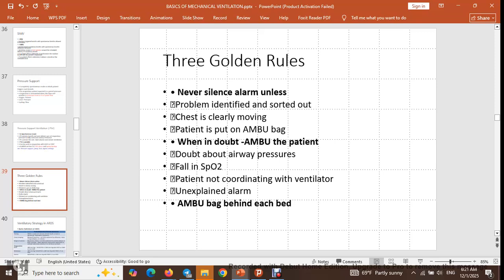The other is three golden rules. Never silence the alarms unless the problem is identified and sorted out, and also the chest is clearly moving. Put the patient on an ambu bag. Ambu the patient and see the airway resistance, and also any fall in SpO2, see the saturation in the leg, and also auscultate the patient, troubleshoot the problem, and identify and solve it.